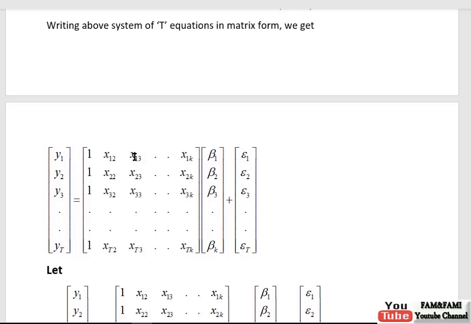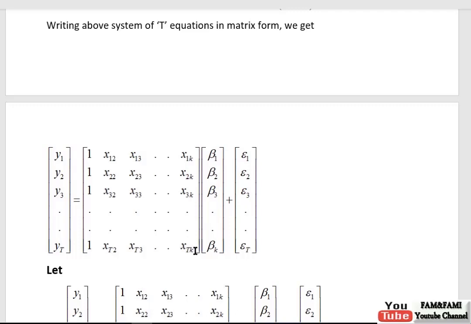Third column contains the values on third regressors. This second subscript 3 denotes the regressor, and this 1 means first value, 2 means second value of third regressor, 3 means third value of third regressor, and t3 means the tth value of third regressor, and so on. The kth regressor, x1k first value of kth regressor, x2k second value of kth regressor, and going up to xtk.